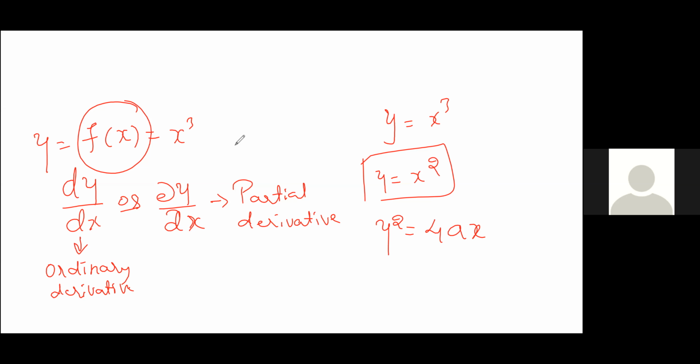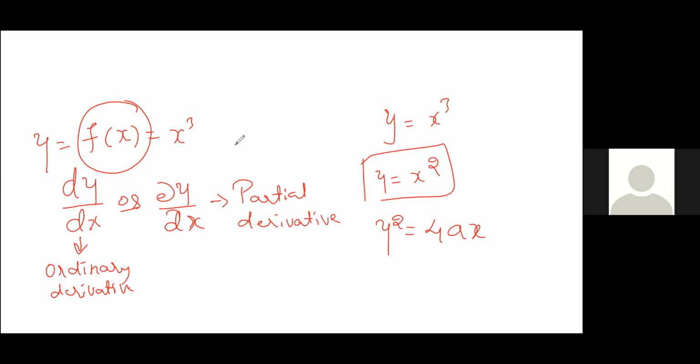Vignesh. What is the name of that curve, y square equals 4x? It's the standard form of a parabola. Parabola, right? So this is a parabola.